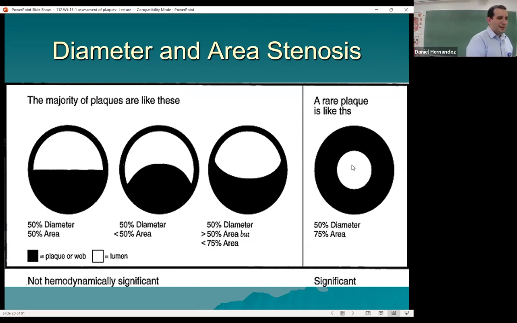So it's rare to have a plaque like this, where 50% diameter reduction equals a 75% area reduction, but that's what we use as our golden rule when we're talking about our measurements. Fortunately, a lot of the plaques look more like this, when we compare diameter to area.